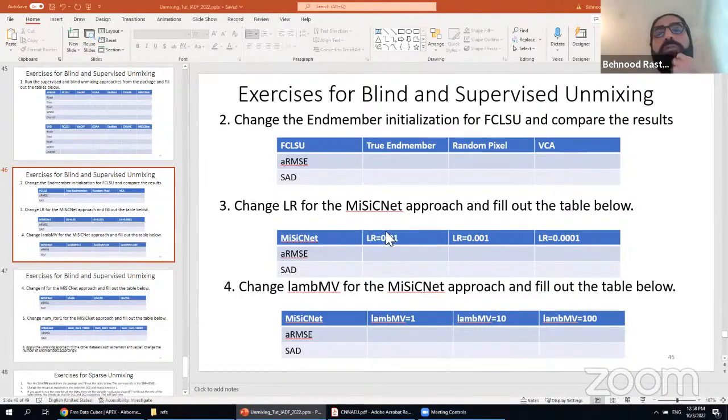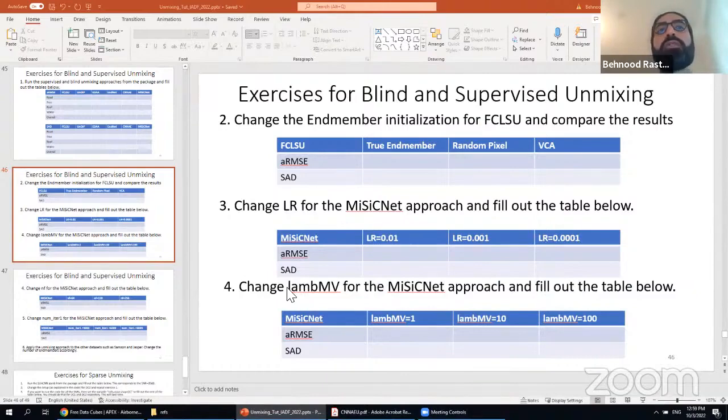So the first one, when you open MiSiNet, you can compare the different results of learning rates for the network. There's a comment in the notebook, and you can change the values for different rates. You already have the learning rate of 0.001 from the previous experiments, and then you can change the learning rate values, get the results, compare them, and see which learning rate is better for this network.